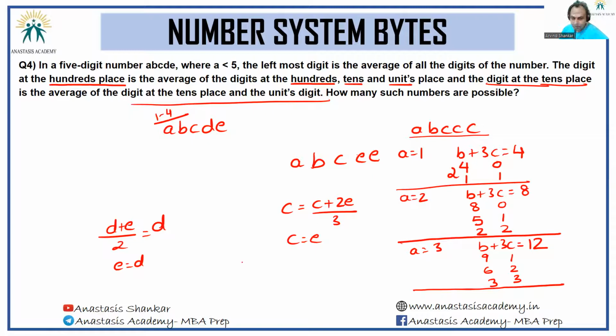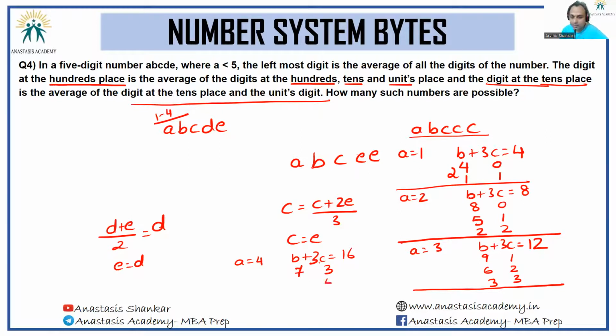Finally, we have when A is equal to 4, B plus 3C should be equal to 16. Can C be equal to 0? No. Can C be equal to 1? No. Can C be equal to 2? No. Can C be equal to 3? Yes. When C is equal to 3, B is equal to 7.